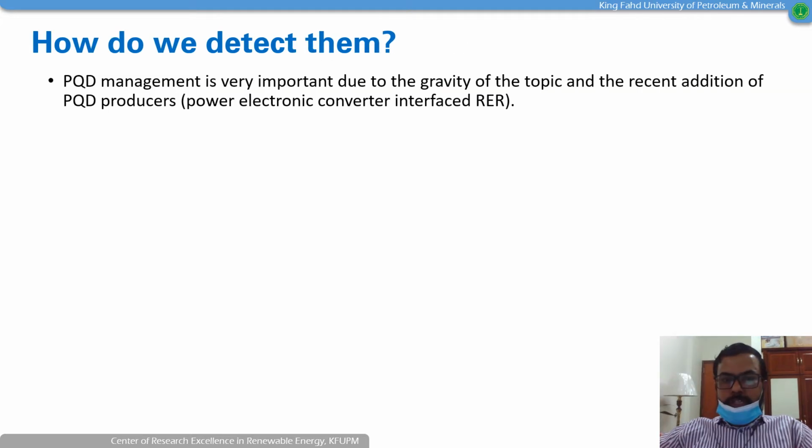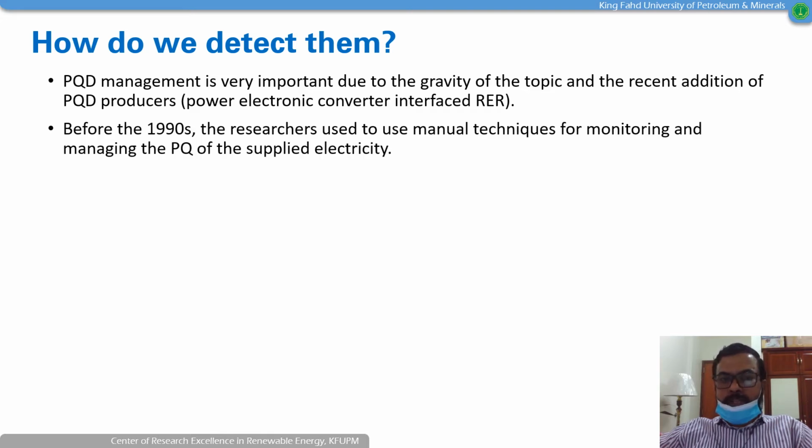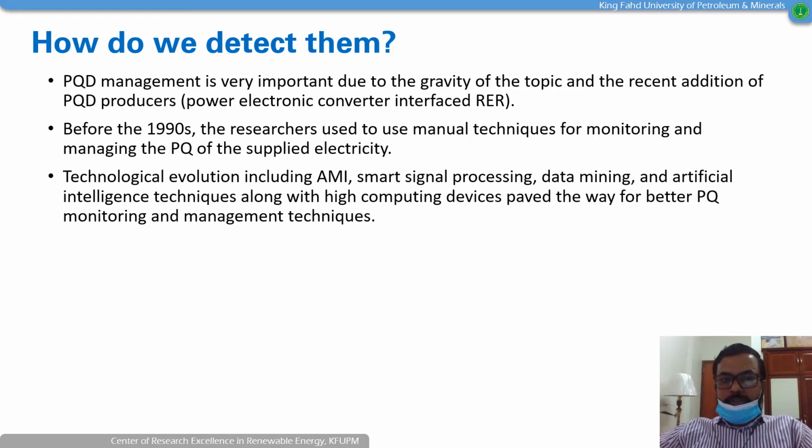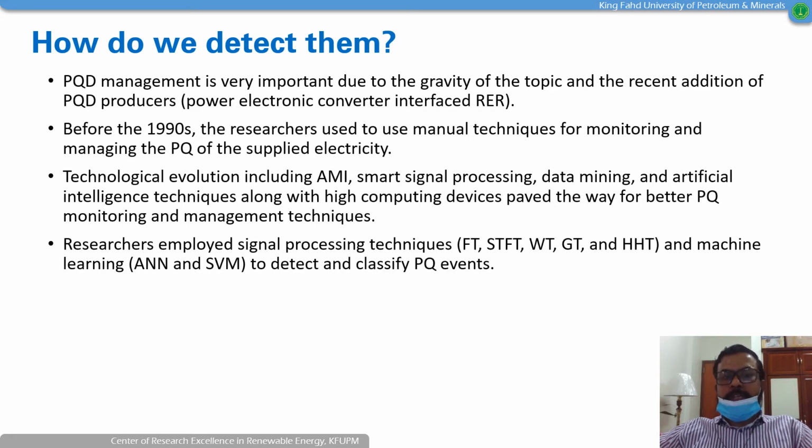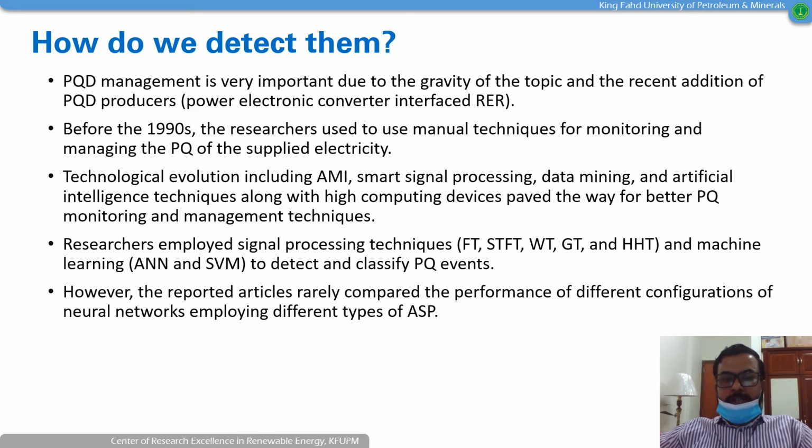Management of power quality disturbances is very crucial due to the gravity of the topic and the recent addition of power quality disturbance producers. Before the 1990s, researchers used manual techniques for the management and monitoring of power quality events. However, technological evolution paved the way for better and smarter monitoring and management of power quality disturbances. Researchers employed signal processing based machine learning tools for detection and classification of power quality events. However, the reported articles rarely compared the performance of different configurations of neural networks.